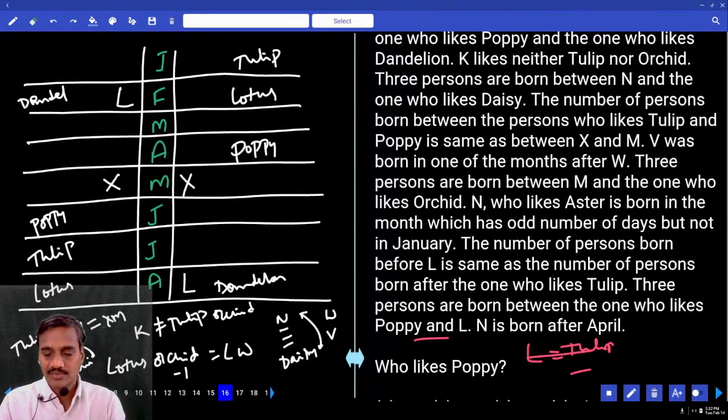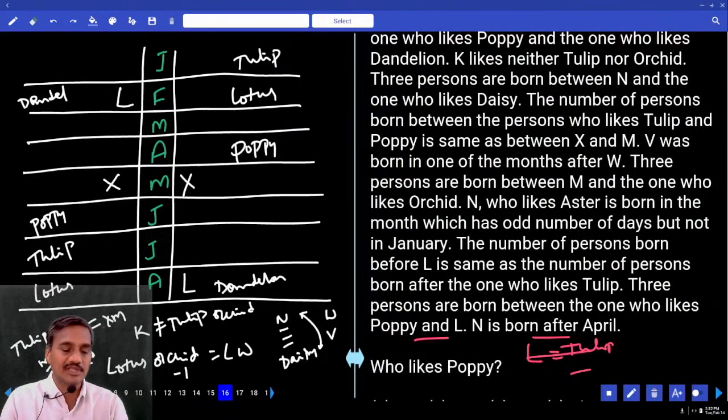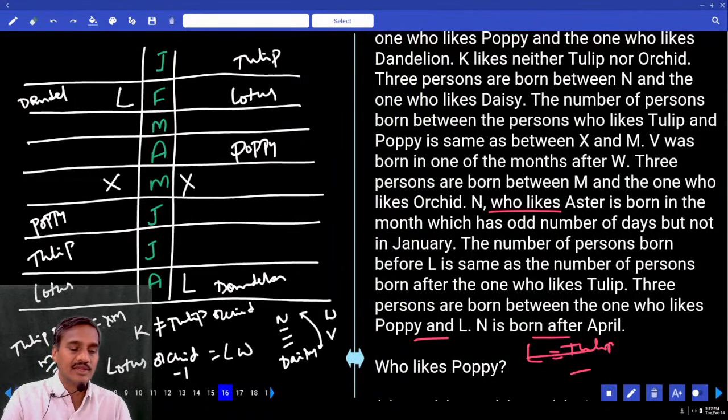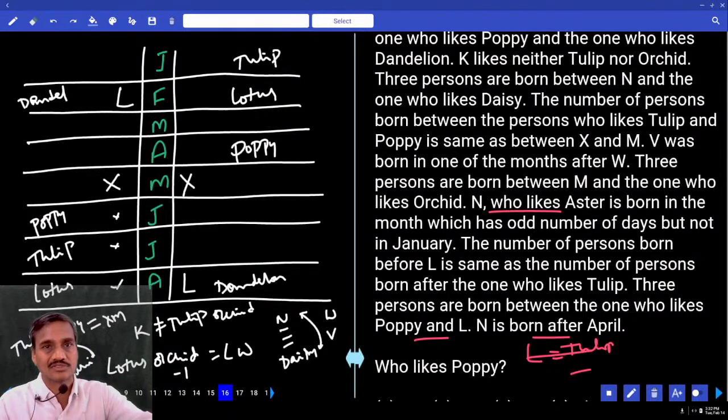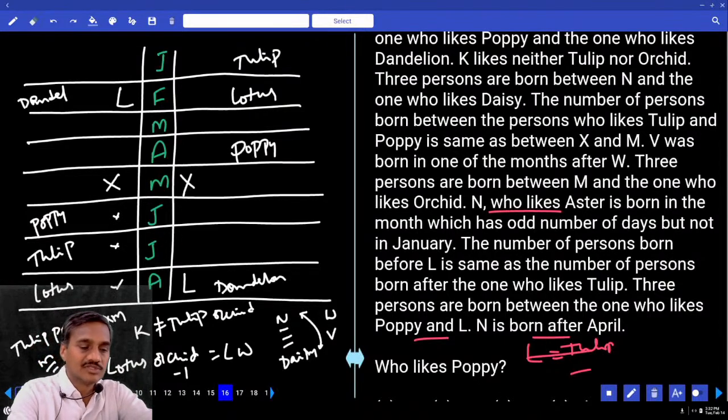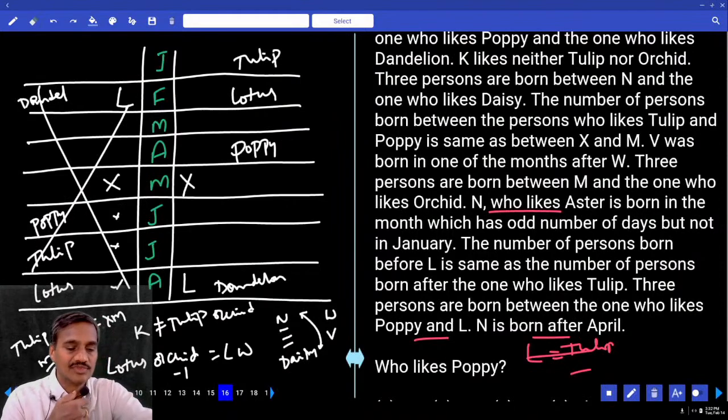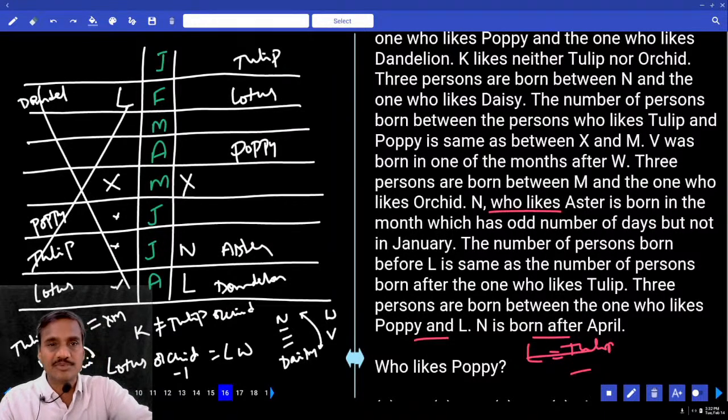L and tulip. Then N is born after April. Now where is this N? N is born after April. N who likes Aster. Now here N cannot be in the month of June, July and August because N likes Aster. Hence this case is ruled out. Now we are left with this one. N is after April and in a month with an odd number of days. Hence N must be in the month of August, July, and N likes Aster.